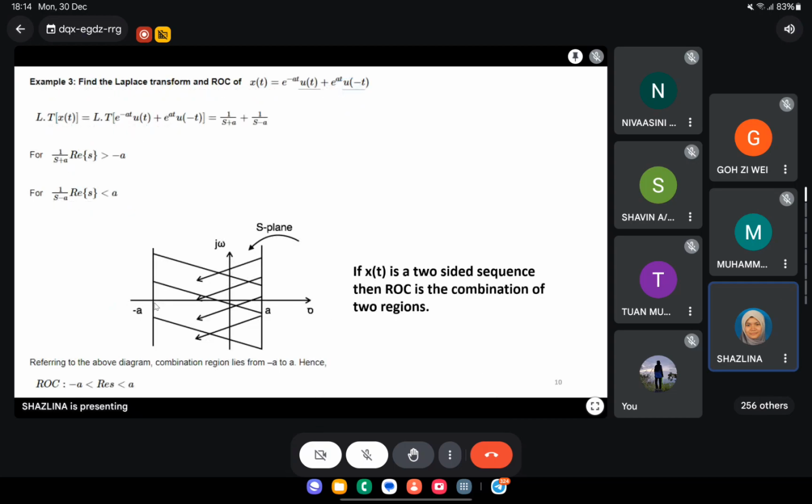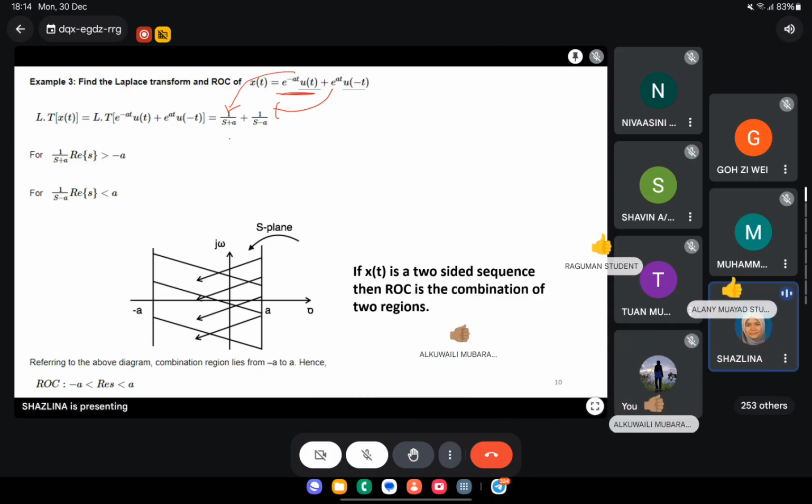Okay, if you have an equation that has both left and right-sided, how are you going to do it? So let's say we look at the first term first. x(t) is e to the power of negative A t u(t) plus e to the power of A t u of negative t. So you take the Laplace transform of the first term, it will become 1 over S plus A. The second one is 1 over S minus A because this is e to the power of positive A t. Okay, so far okay? If I'm going too fast or if you don't understand, please tell me.